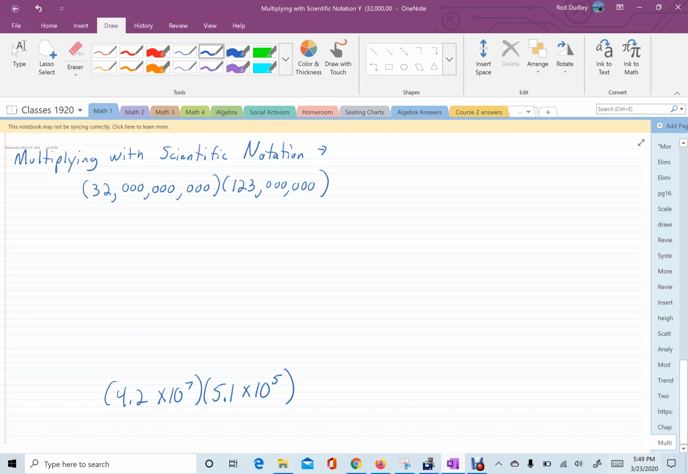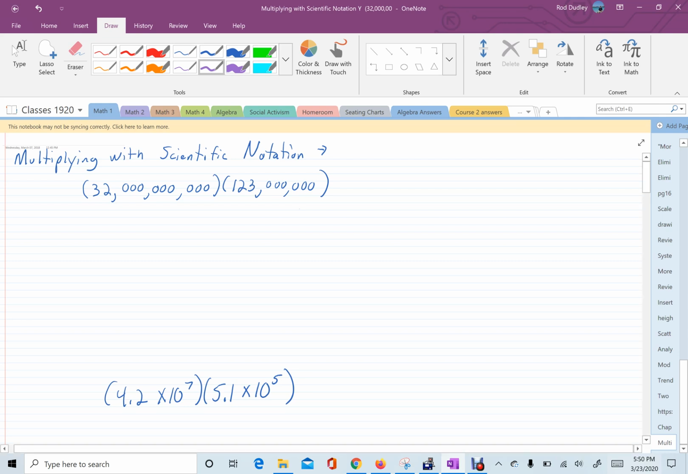All right, we are going to be multiplying with scientific notation today, and hopefully you guys figured out from prior lessons that scientific notation is a really great way to write really large or really small numbers more efficiently. So in this case, we have these two numbers, 32 billion times 123 million. Those are two really large numbers. If I want to multiply those, then an easy way to do it would be to use scientific notation, okay? So what I'm going to do is rewrite both of these numbers in scientific notation.